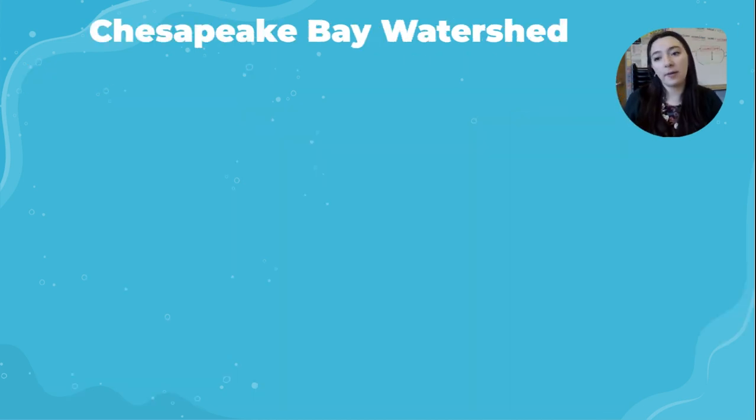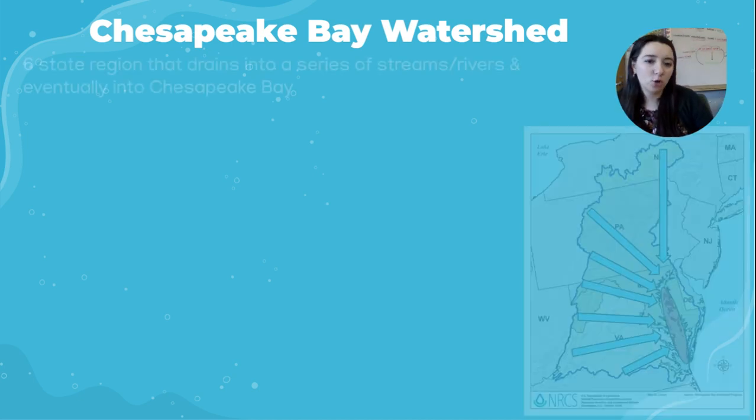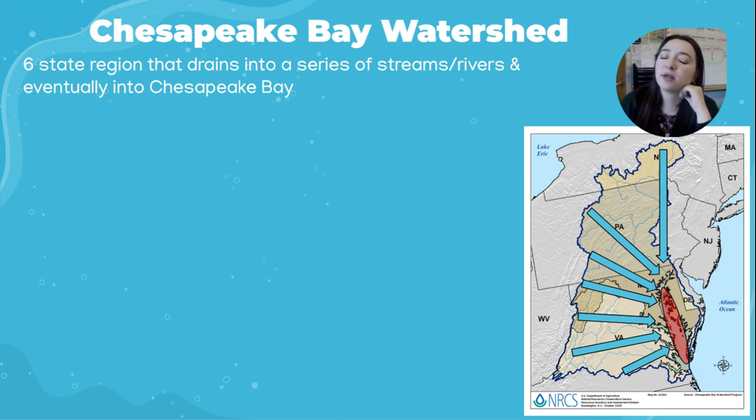So now let's talk about one of the biggest watersheds in the entire country, which is the Chesapeake Bay watershed. The Chesapeake Bay watershed is a 6-state region that drains into a series of streams and rivers and eventually into the Chesapeake Bay. And the Chesapeake Bay is over here in this area. I don't know if you guys can see my mouse. If you can't see my mouse, it's where that little red oval thing is. But it's near Maryland, Virginia. It's over there. Okay, so not too far away from us.